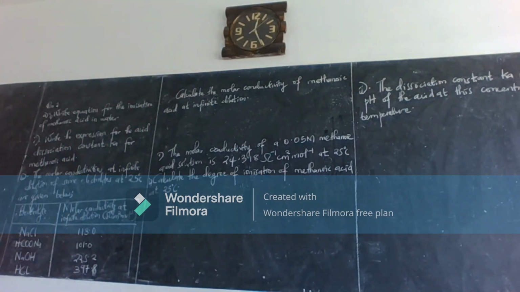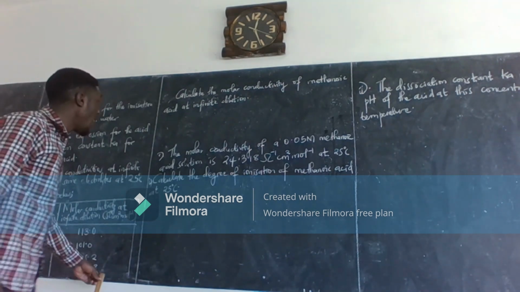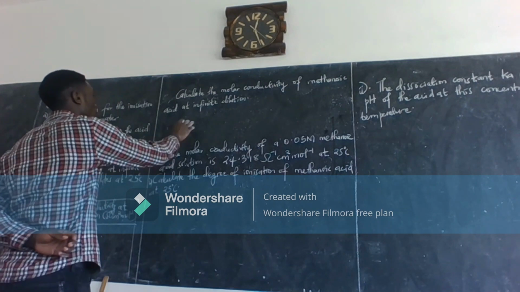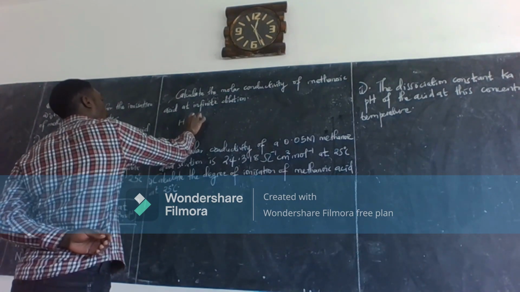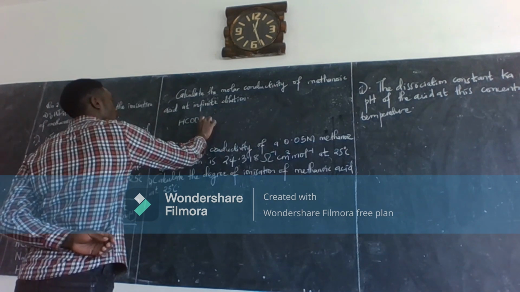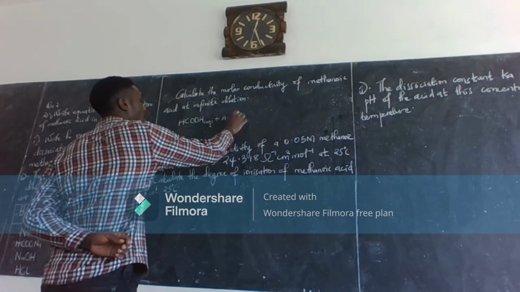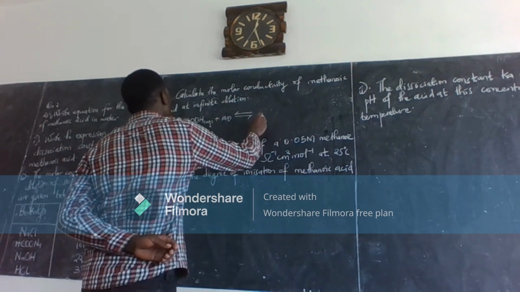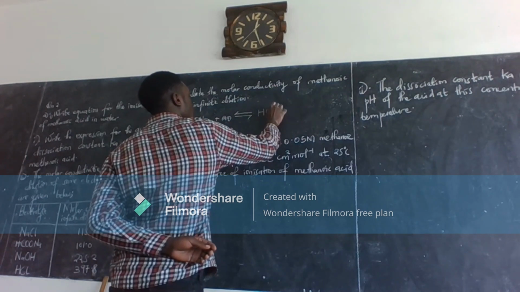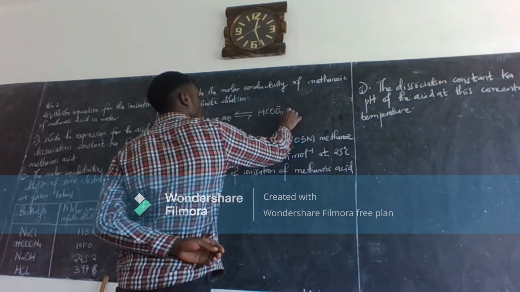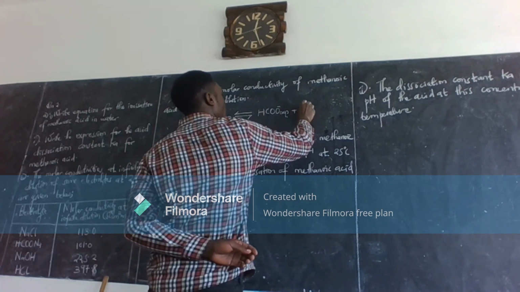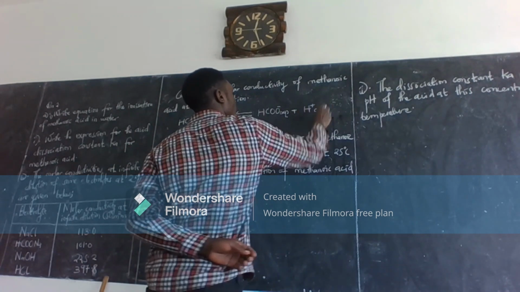So they have told us, part A, write the equation for the ionization of methanoic acid in water. Ionization of methanoic acid in water. We have methanoic acid ionizing in water to give us methanoate ions plus hydrogen ions. Are we there?